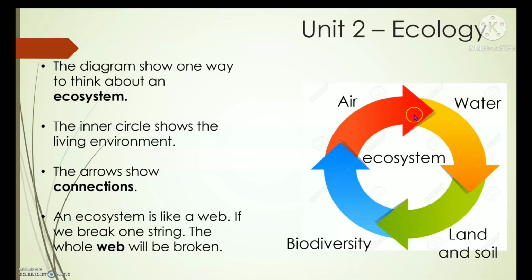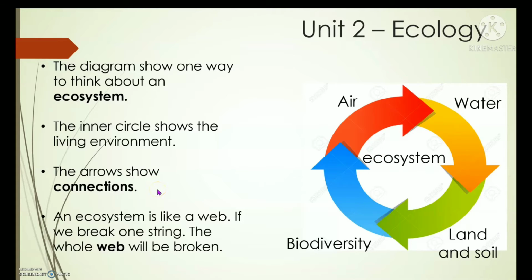So we have the air, water, land and soil, and biodiversity. Let's think that these are organisms that are connected with each other. It says in the second paragraph that the inner circle shows the living environment. So this is the ecosystem or the living environment, which is the living organisms.